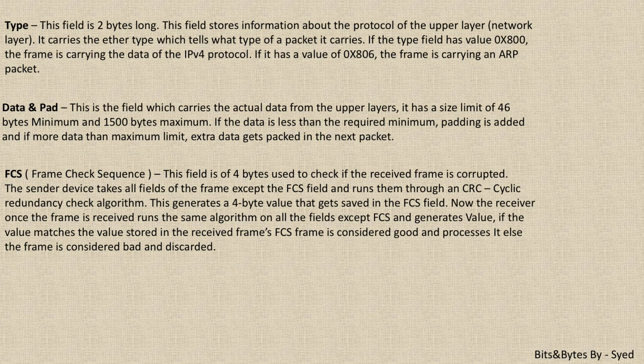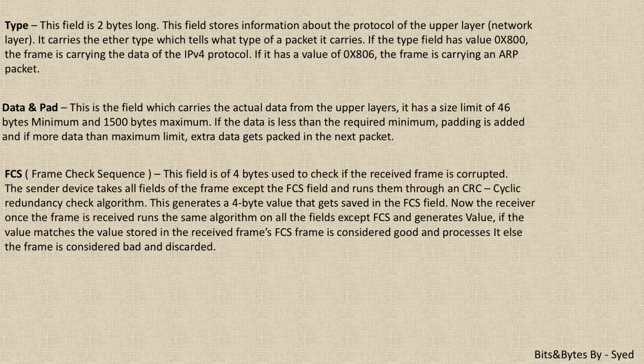Next we have type. This field is 2 bytes long. It stores information about the protocol of the upper layer. It carries the ether type, which tells what type of packet it carries. If the type field has a value 0x800 in hex, the frame is carrying the data of IPv4 protocol. If it has a value of 0x806, the frame is carrying an ARP packet. Every layer has an ether type field which tells what protocol packet it's carrying.